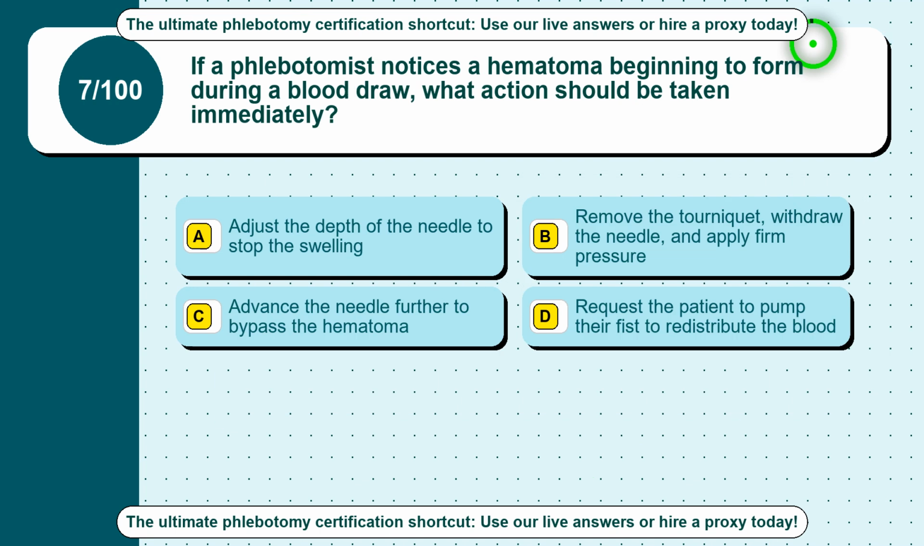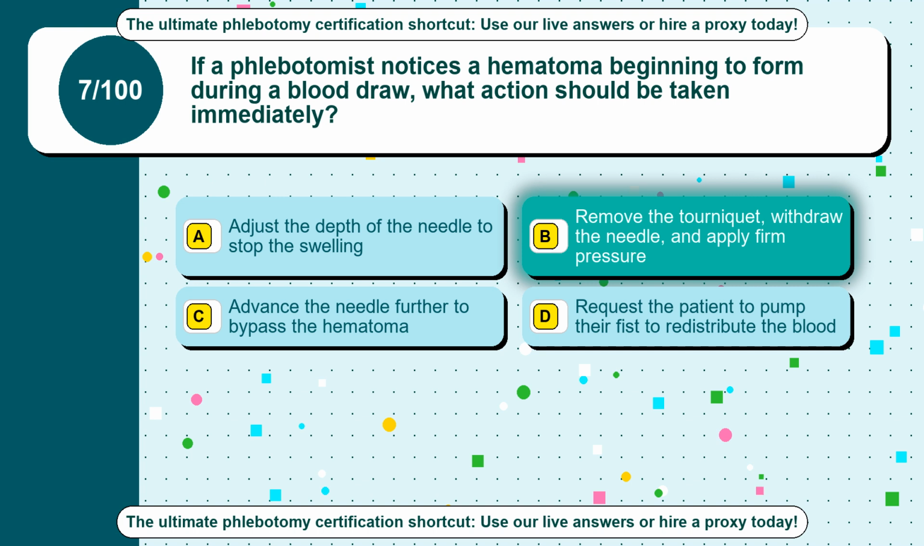Question 7. If a phlebotomist notices a hematoma beginning to form during a blood draw, what action should be taken immediately? Option A. Adjust the depth of the needle to stop the swelling. Option B. Remove the tourniquet, withdraw the needle, and apply firm pressure. Option C. Advance the needle further to bypass the hematoma. Option D. Request the patient to pump their fist to redistribute the blood.